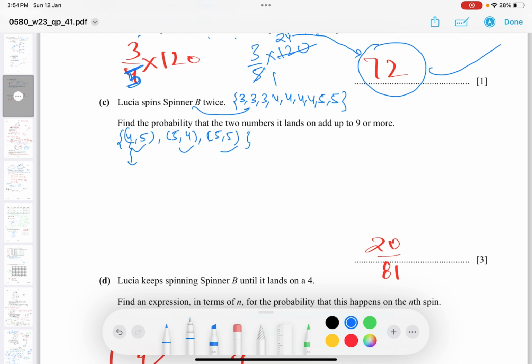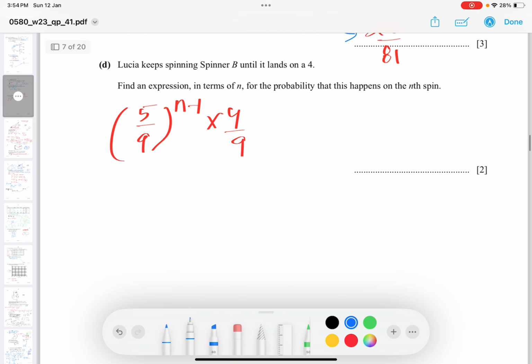What is the probability of 4? The probability of 4 is 4 by 9 times the probability of 5, that would be 2 by 9, plus the probability of 5, that is 2 by 9, times the probability of 4, because they are independent variables, right, that is 4 by 9, plus the probability of 5 is 2 by 9 times 2 by 9. You can use your calculator and you will get the answer 20 upon 81.